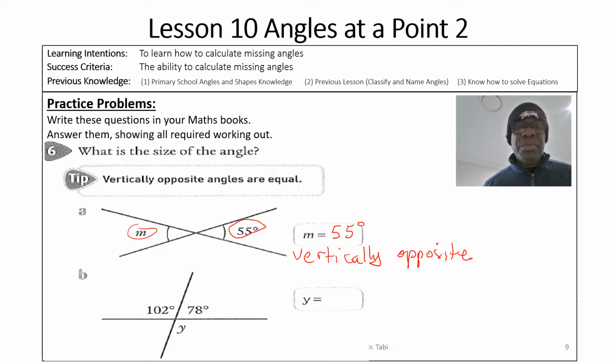Now, we want to find Y. And we've been given two angles there. So if I use the vertically opposite reasoning, then Y is simply 102 degrees without shedding a sweat. Reason, vertically opposite.